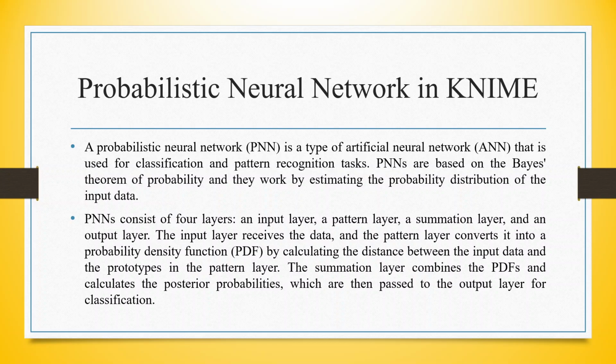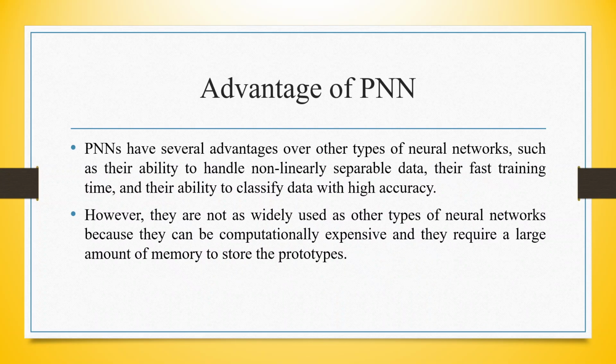A probabilistic neural network is a type of artificial neural network that is used for classification and pattern recognition tasks. PNNs are based on the Bayes theorem of probability and they work by estimating the probability distribution of the input data. PNN consists of four layers: an input layer, a pattern layer, a summation layer, and the output layer. The input layer receives the data and the pattern layer converts it into the probability density function by calculating the distance between the input data and the prototypes in the pattern layer. The summation layer combines the PDFs, that is a probability density function, and calculates the posterior probabilities, which are then passed to the output layer for the classification.